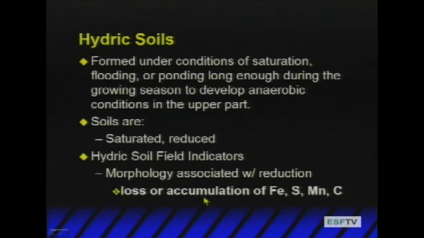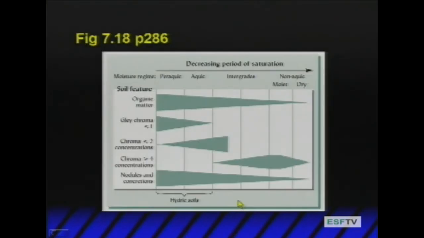Here's one: loss or accumulation of iron, sulfur, manganese, and carbon. So what happens in wetland systems? Iron, sulfur, manganese, and carbon are accumulated. Here's a depiction showing a decreasing period of saturation. This comes from the text. And here we have hydric soil, so we have a couple of indicators.